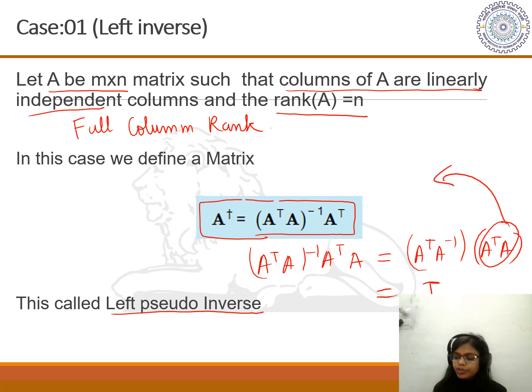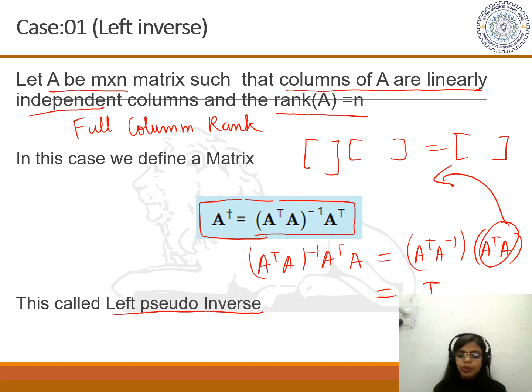This is supposed to be a square and invertible matrix, as we know A is a rectangular matrix here, and when we multiply a rectangular matrix with its transpose, we get a square matrix.